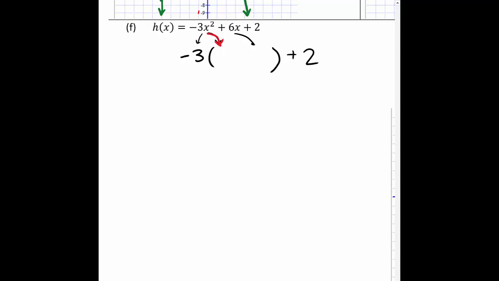If I factor a negative 3 out of the first term, x squared is left. Negative 3 times what makes positive 6x? That'd be negative 2x, right? Yeah, negative 3 times negative 2. Okay. Whew. Alright, magic number now. Magic time.